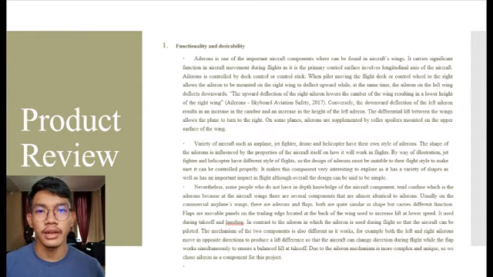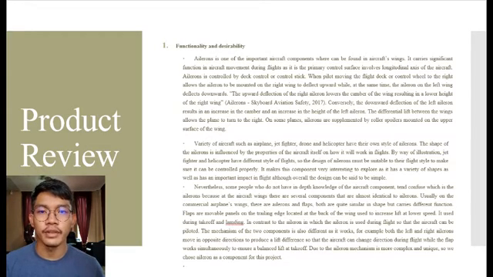The shape of the ailerons is influenced by the properties of the aircraft itself on how it will work in flights. By way of illustration, jet fighter and helicopter have different style of flights, so the design of aileron must be suitable to their flight style to make sure it can be controlled properly. It makes this component very interesting to explore as it has a variety of shape as well as has an important impact in flight, although overall the design can be said to be simple.